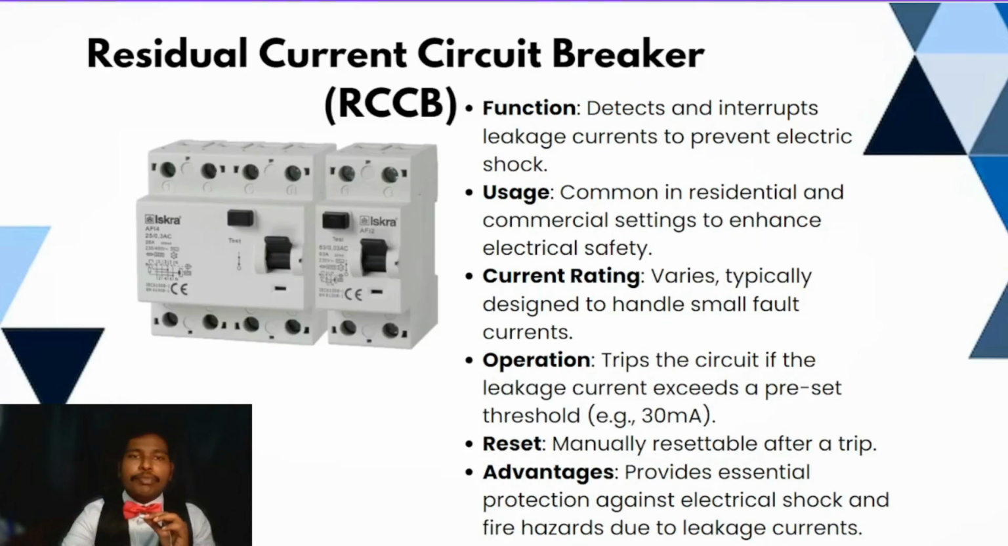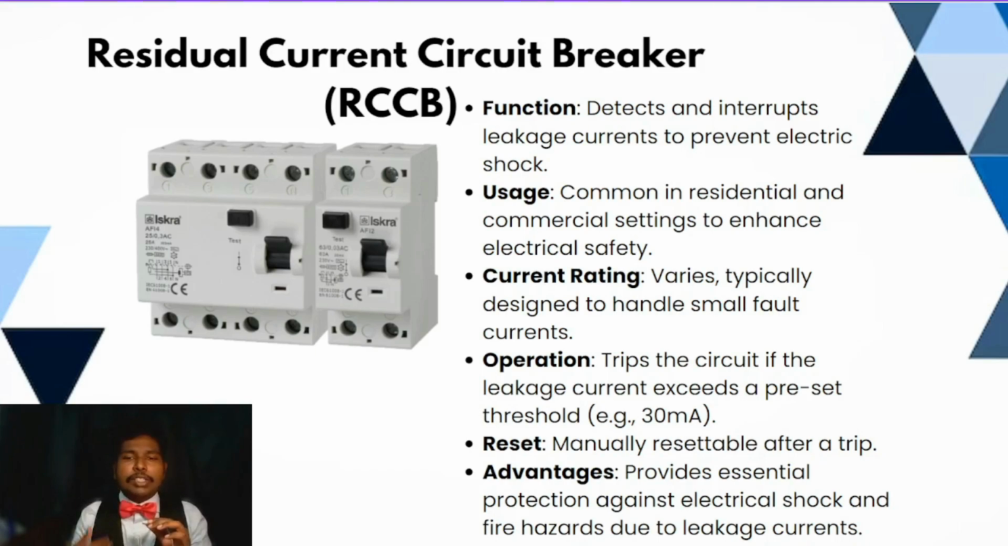Its advantage is that it offers greater flexibility with adjustable settings and higher capacity than the MCB, followed by the RCCB, which is known as the residual current circuit breaker. Its function is to detect and interrupt leakage currents to prevent electrical shock. It is commonly used in both residential and commercial settings to enhance electrical safety, followed by the current rating. It varies, typically designed to handle small fault currents, and it may vary according to the manufacturer.